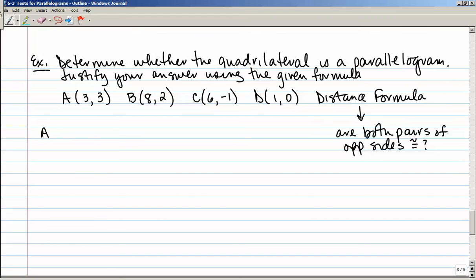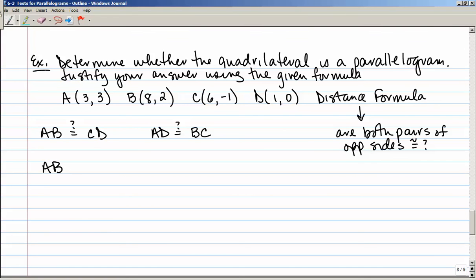Is AB equal to CD, and is AD equal to BC? And to do that, we're going to need to use the distance formula on each of these. So this is why I recommended you put that program in your calculator, because you really don't want to have to do the distance formula 4 times by hand.